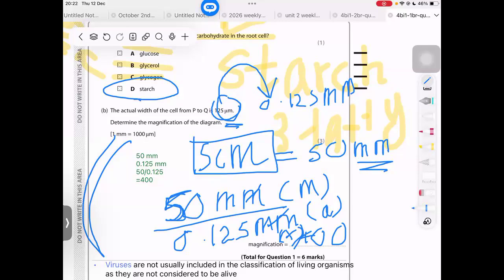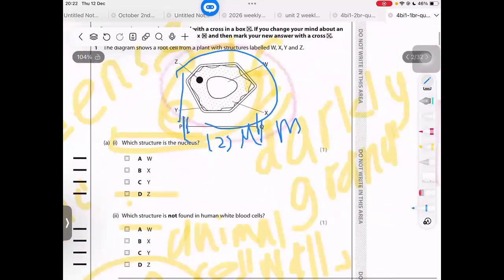I didn't get that 50 millimeter thing. I just got 0.125. Okay. So whenever they have given us the actual width in a particular question, and they have asked the magnification, they are expecting us to measure the real life width, right? That means the width which is magnified. Then only you can find the magnification, right?